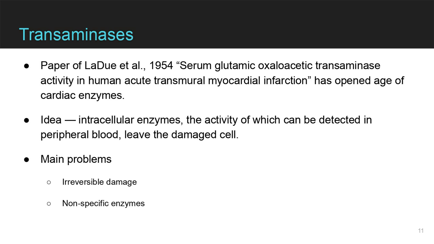We have to know this because the specific treatment depends on this fact. And the second problem of using transaminases is the fact that transaminases are expressed not only in heart, but also in liver and in muscles. So we can't determine the source of these enzymes. This is a problem that maybe takes place in the case of simultaneous development of disease of liver and heart at the same time, or muscle and heart, and we can't distinguish the main source of transaminases.